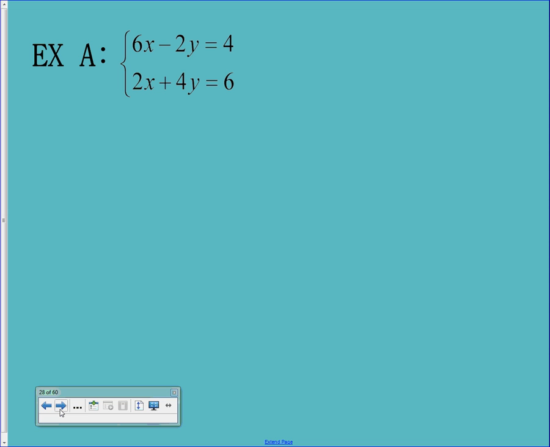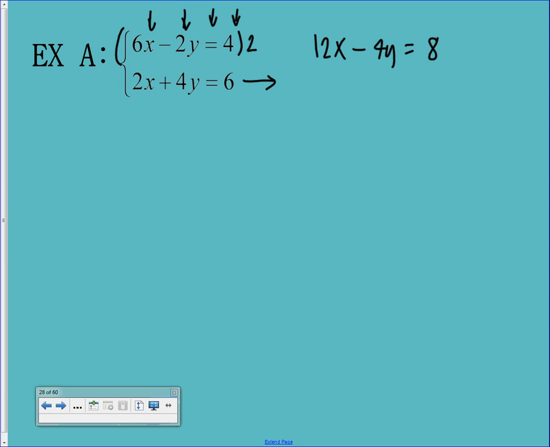So what we want to do is we notice that the x's are in line, the y's are in line, the equals are in line, and then the numbers are in line. So if that's true, what we want to do is be able to cancel out either the x's or the y's. But right now, 6x and 2x don't cancel, 2y and 4y don't cancel. So what I'm going to do is multiply this top equation by 2. And I'm going to multiply everything in there.